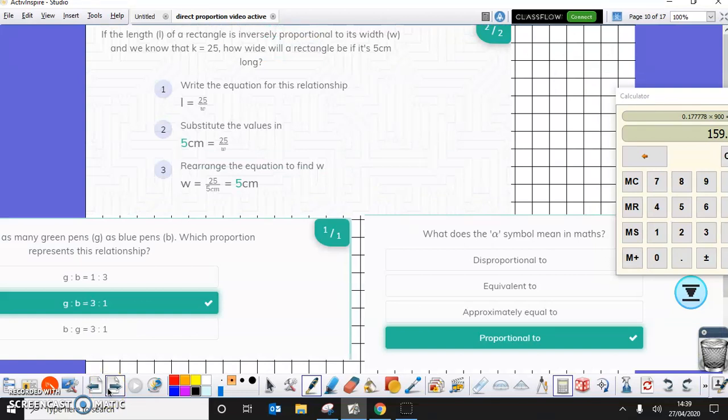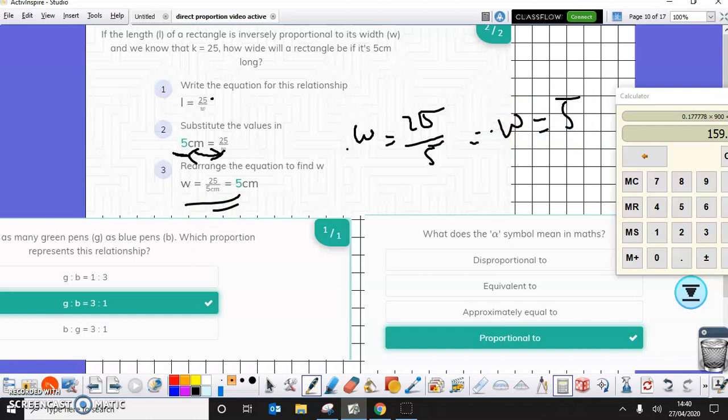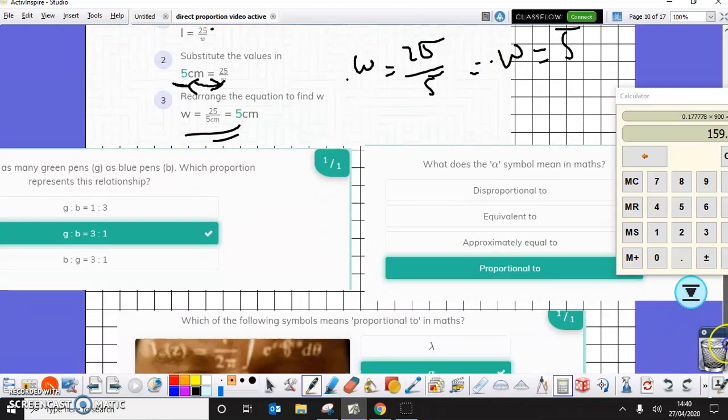Similar question, if L, the length of a rectangle, is inversely proportionate to its width, and we know K is 25, how wide will the rectangle be if it's 5 centimeters long? So we substitute the 5 in for the length. This time again we want to find the width, so we can swap those over. So W equals 25 divided by 5, so W is going to equal 5 as the answer. Okay.